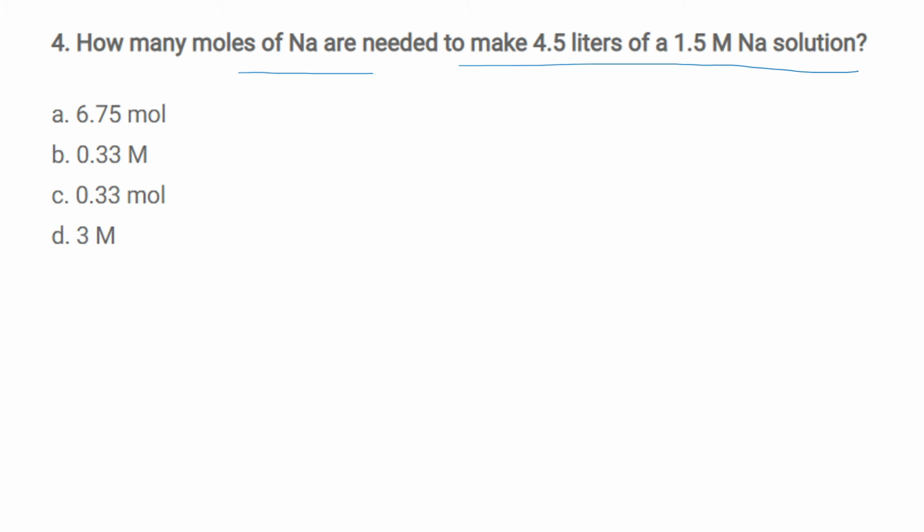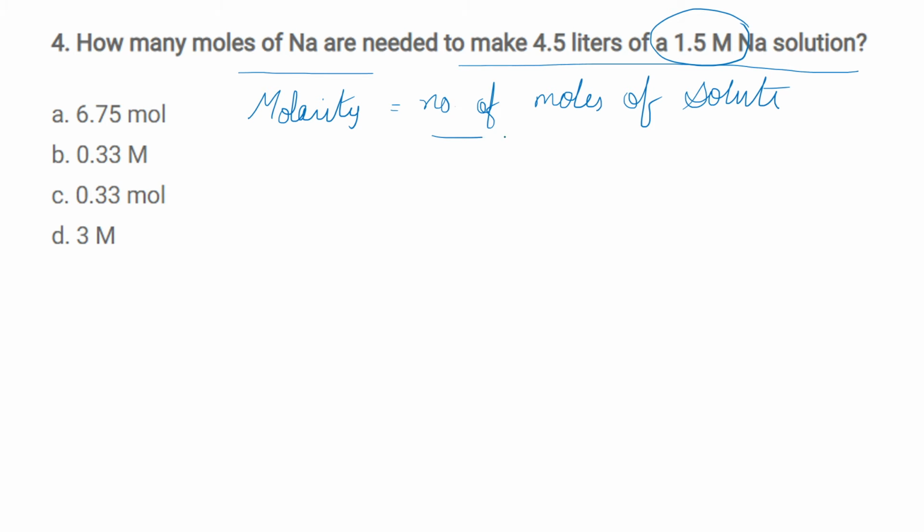I hope you guys have calculated already. So let me solve molarity. Again, they have mentioned 1.5 molar sodium solution. Molarity is number of moles of solute by volume of solution in liters.